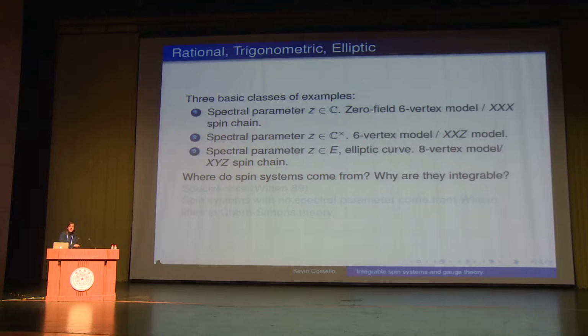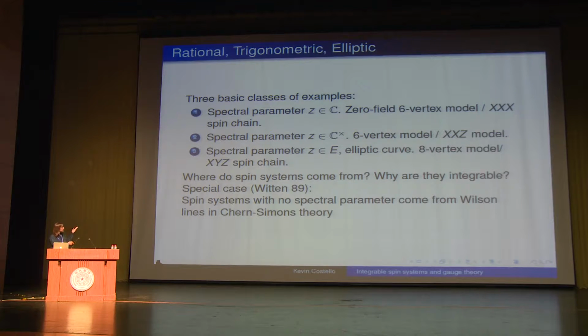So the question I'm going to try to answer in this talk is, where do these spin systems come from, and why are they integrable? Now this question, I think, was first posed by Edward Witten in a 1989 paper. And he solved a special case of this. Suppose we consider this model with spectral parameter in C star, and then take the limit when the spectral parameter goes to infinity. What you're left with is an integrable model with no spectral parameter. And what Witten showed is that this model arises by studying Wilson lines in Chern-Simons theory. The R matrix is the R matrix which gives the Witten-Reshetikhin-Turaev invariants of knots.